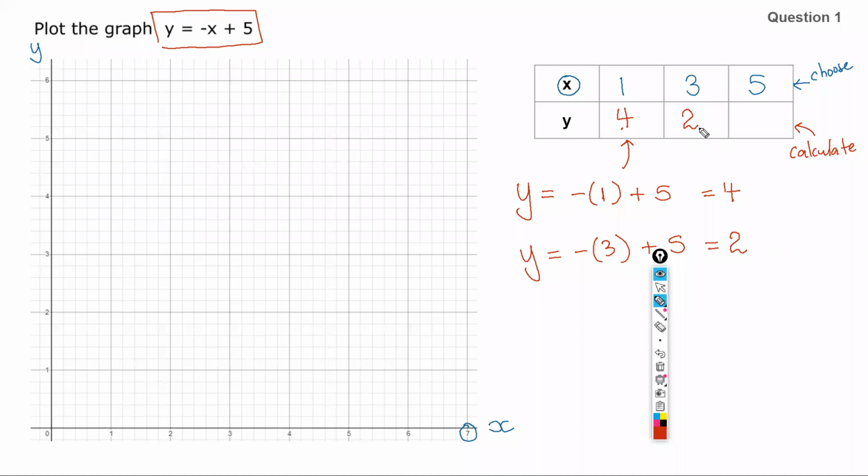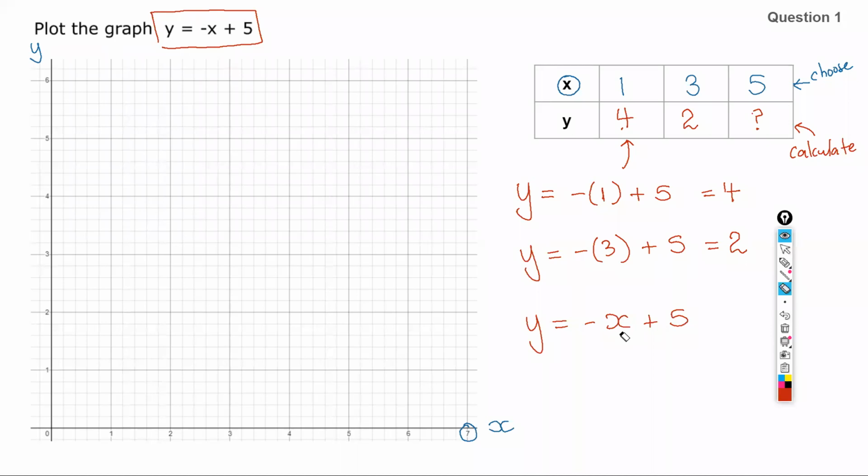All right? I think you're getting the hang of it now. For the next one, we have to pretend x is how much? 5. So we're going to pretend x is 5 and calculate the corresponding y value. So we put down the equation like this. We have to erase the x and put what in brackets? 5. And when we work that out, minus 5 plus 5 is 0.